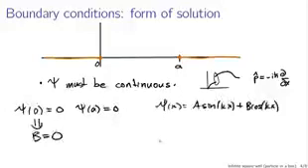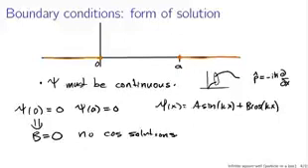So we have no cosine solutions. No cosine part to our solutions. So everything here is going to start like sine. So it's going to start going up like that. That's not the whole story, though, because we also have to go through 0 when we go through a.